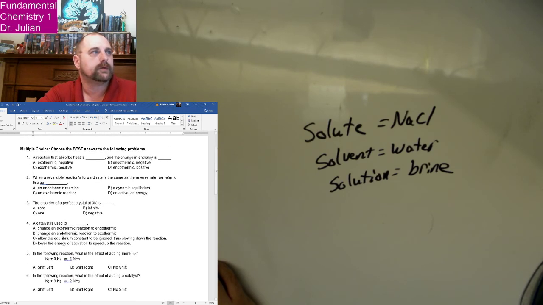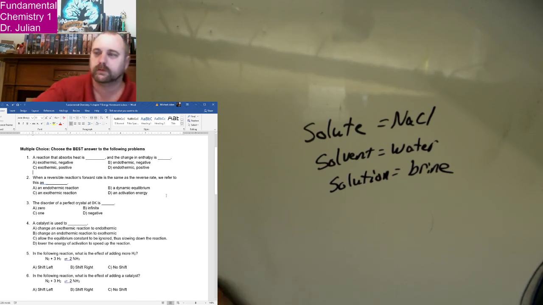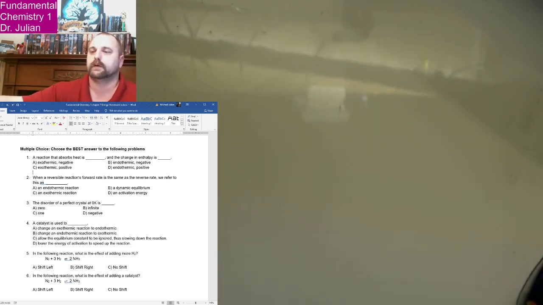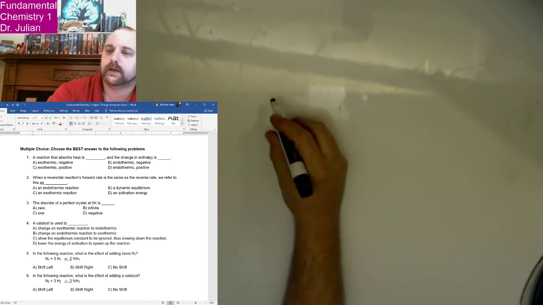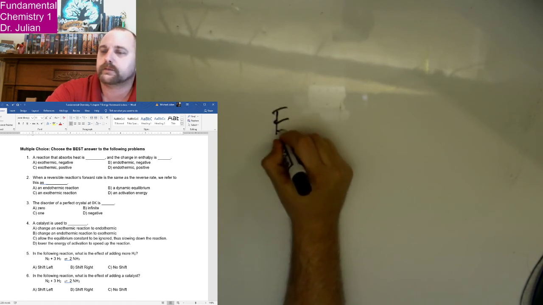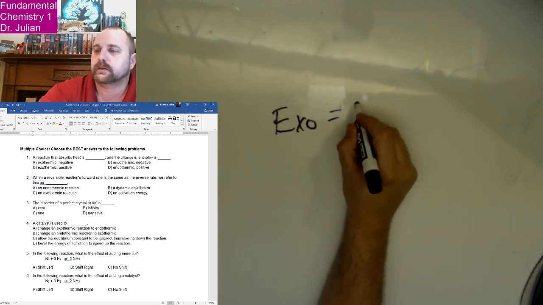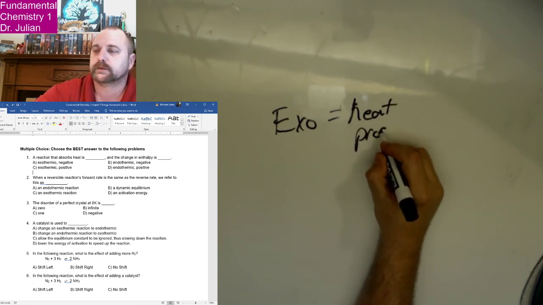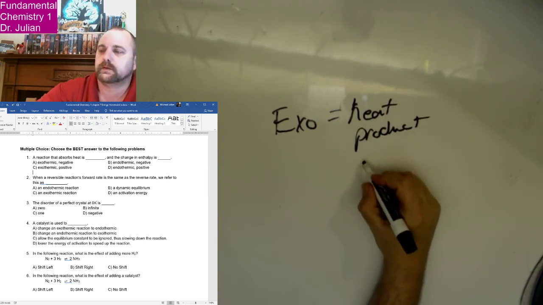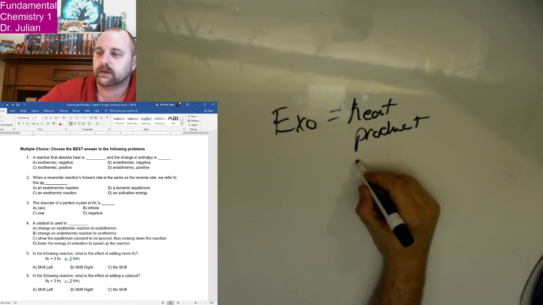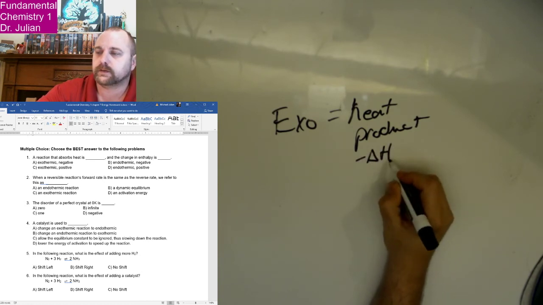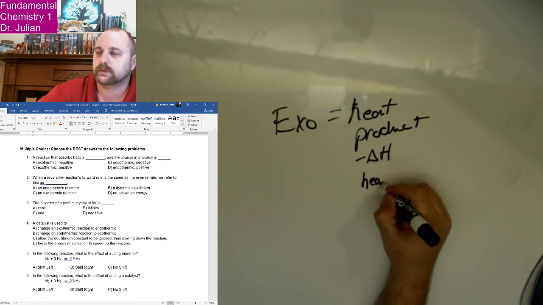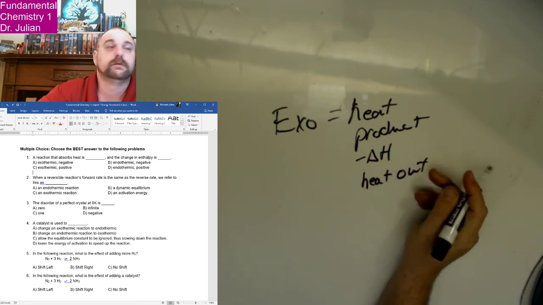A lot of equations going on here. Okay, definitions. Let's see, chapter 7. What all did I memorize? Exo is heat product. It's a negative delta H. Heat goes out.